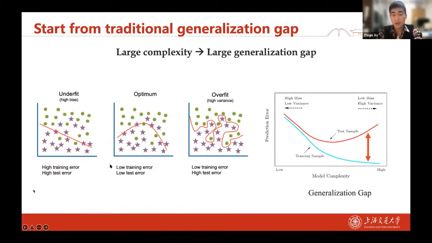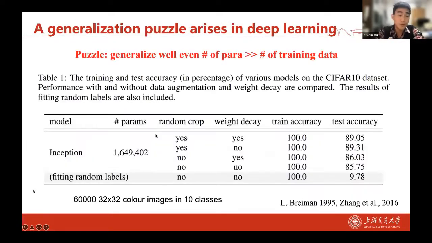And if we use a more oscillated curve, yes, we can classify the training data very well, but we can incur very large generalization error. So traditional generalization theory says that if you increase the model complexity, you may decrease the training error, but at the same time, after some point, you will increase the test error. So there will be a generalization gap. You may choose an optimal complexity such that this function can better classify the data and also generalize well. But this may not apply in deep neural networks.